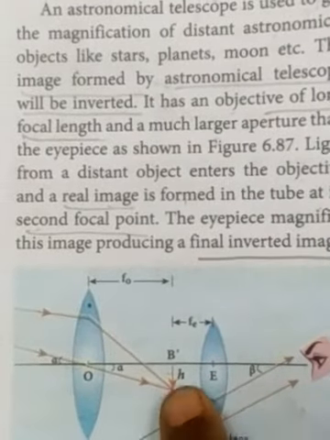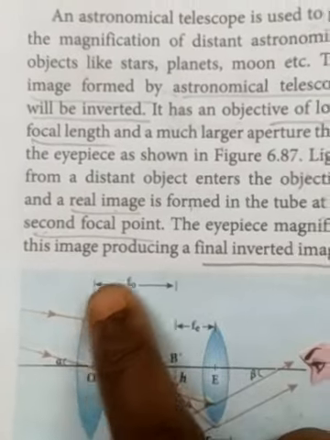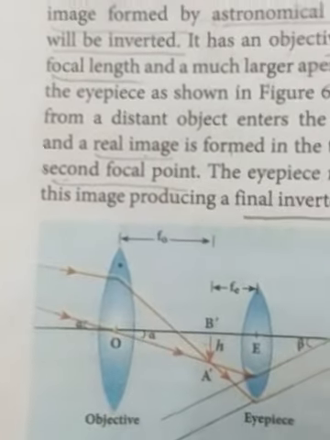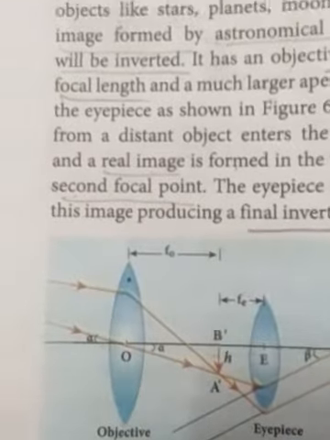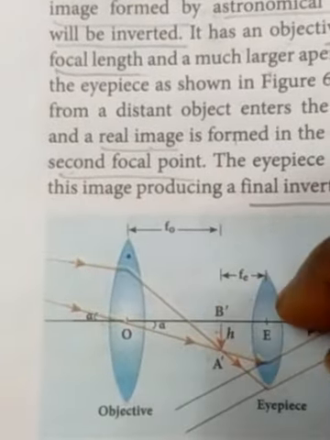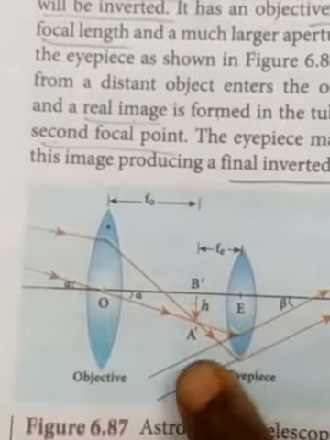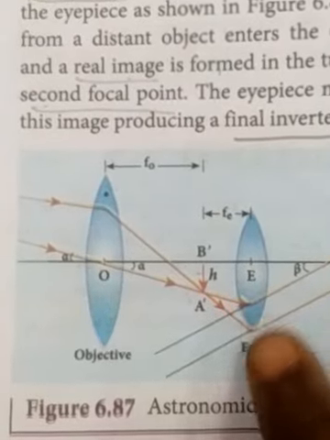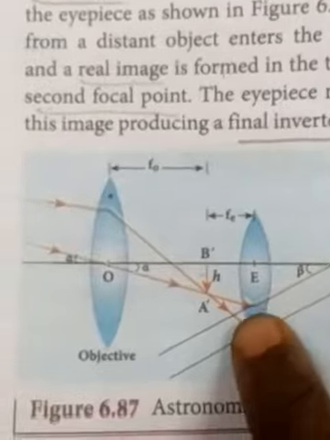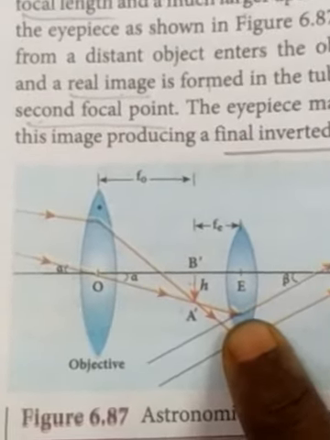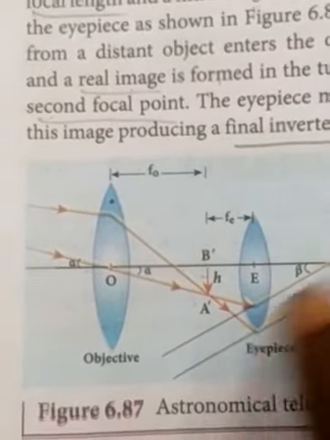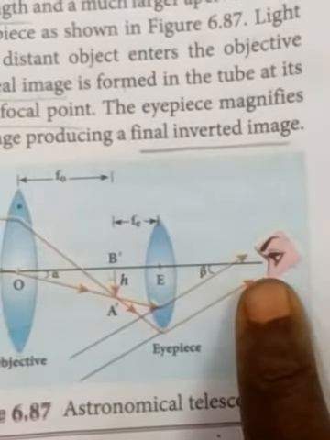The inverted image and the focal center of the focal length, this distance value we are taking as f naught. After that, I keep one small lens at the back side of that image. The rays from the image are deviated again. One ray reaches the center point of the second lens, and the other also meets the lens. Both refracted rays go to your eye, the person's eye.